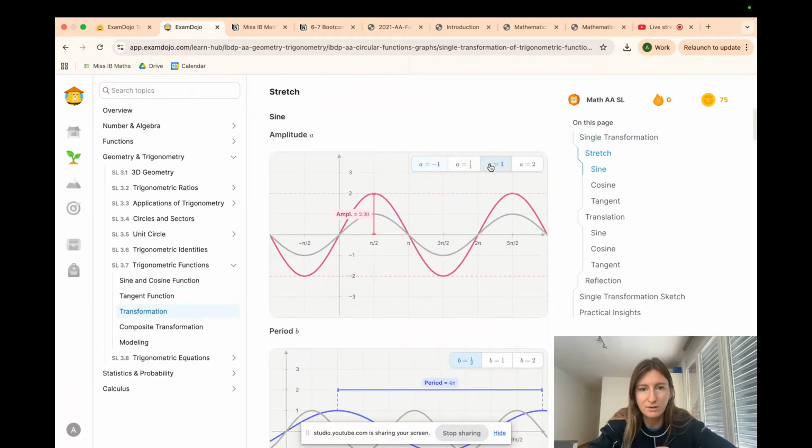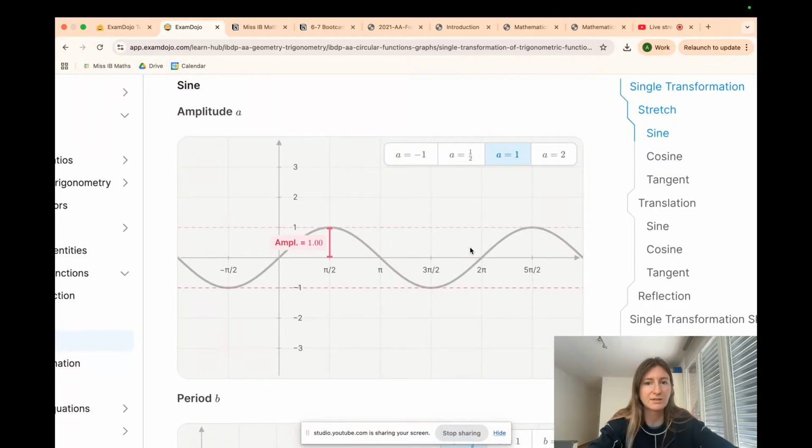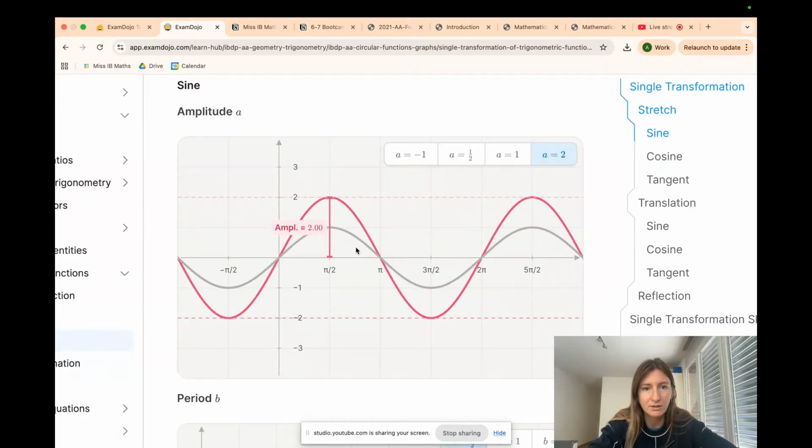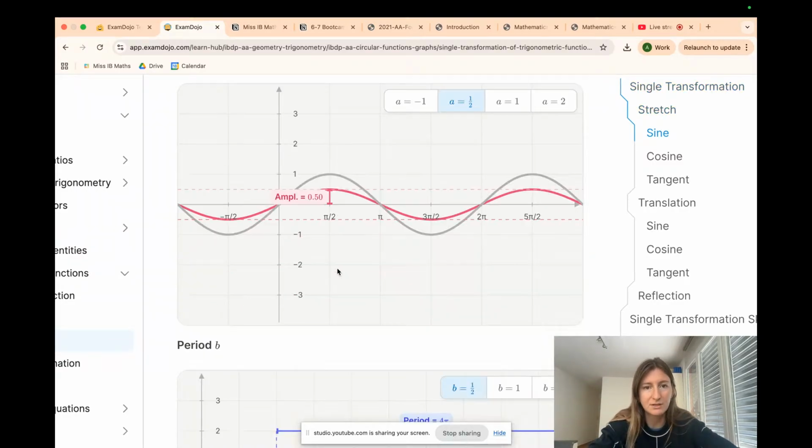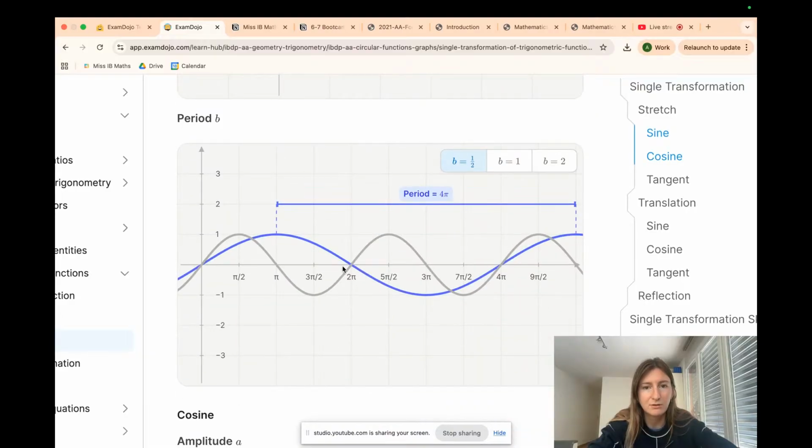So if I start with that's my normal graph for the amplitude to see how that gets affected. What do you think will happen if I increase my amplitude? What is my graph going to look like? Well, right now the amplitude is 1. So now if I make it 2, can you see how it goes up to 2 and minus 2? And if I make it a half, it's going to be more squashed, like more flattened. And now my amplitude is just a half. So this is quite nice to play around with to be able to see.